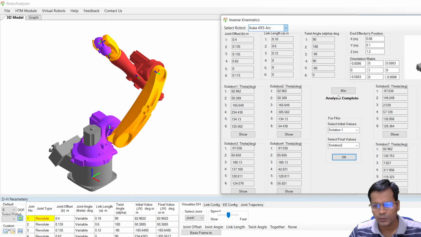So I'll just show solution 1 and solution 2, solution 1 to solution 3. Let me see. Okay, this is solution 1, this is solution 2. You see what has changed. This is what I was talking about, the spherical wrist. This last frame has turned, that is theta 5 is now minus theta 5, theta 6 is 180. The spherical wrist alternate solutions are here.